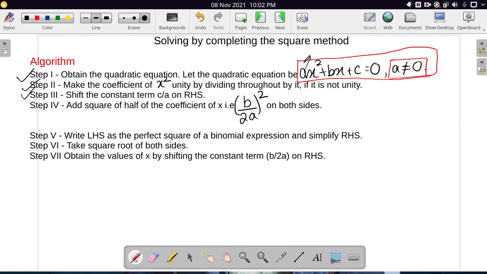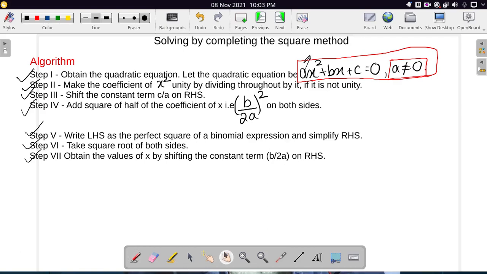Step number 3 is shift the constant term c by a to the RHS. We will get a constant term c by a, and we will shift it to the RHS. I will do the entire thing, just let me read this out. Step 4 says add the square of half of the coefficient of x, that is b by 2a whole square, on both sides. We will do that. Step 5 says write LHS as the perfect square of a binomial expression and simplify RHS. Step 6 says take the square root of both sides, and step 7 says obtain the values of x by shifting the constant term b by 2a to the RHS.